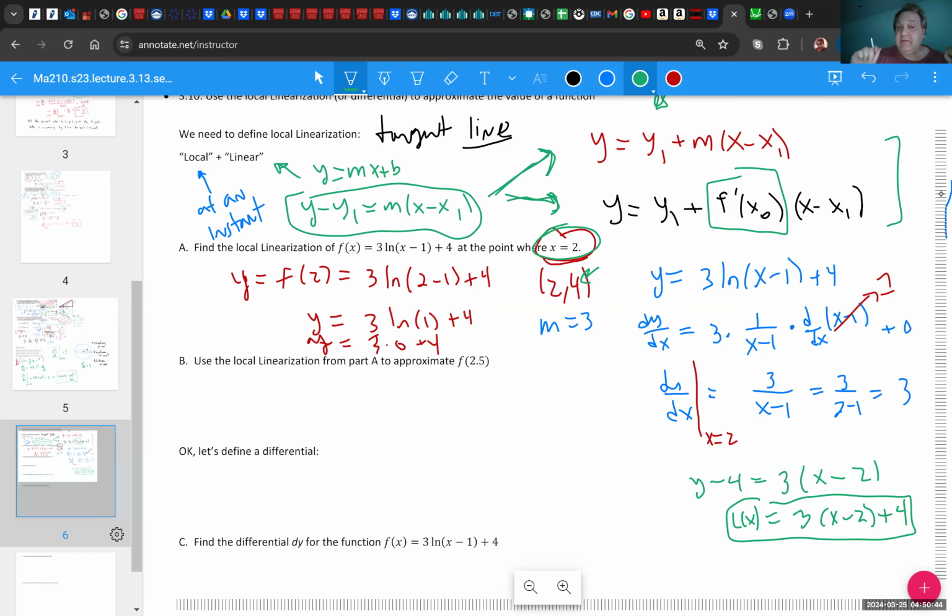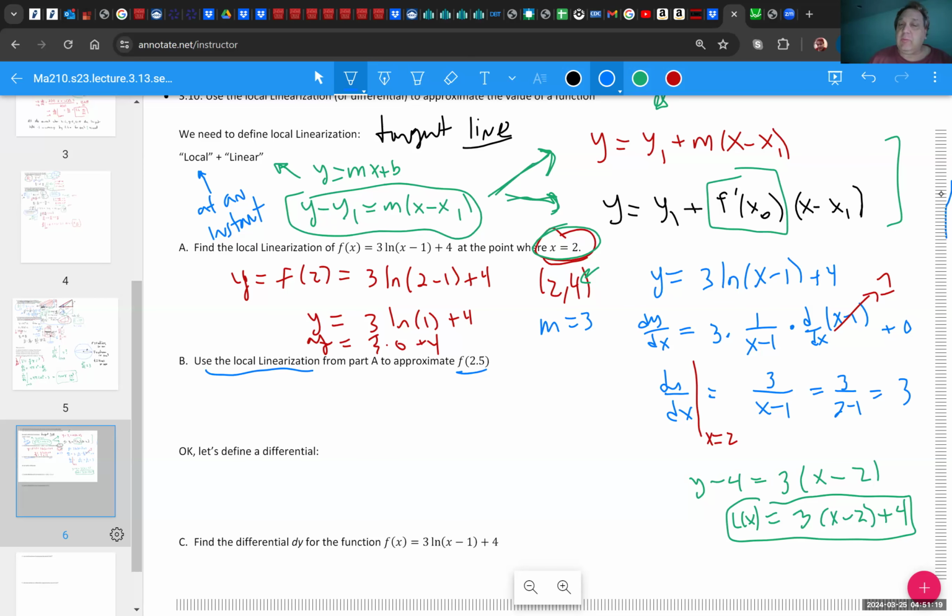All right, well, that motivates part B, which is to use the local linearization to approximate f of 2.5. Now, 2.5 isn't super close to 2. I mean, 2.00005 would be really close to 2. 2.5 is 0.5 away from 2. It's going to be an approximation, so it might be a bit off. It won't be exactly the same. However, we can approximate it, and later on we can actually compute an error, how far we're off.